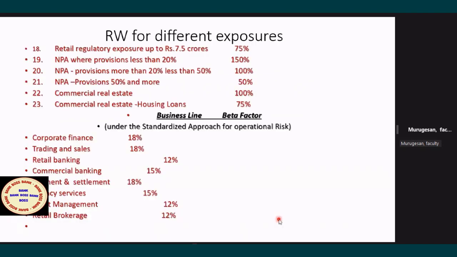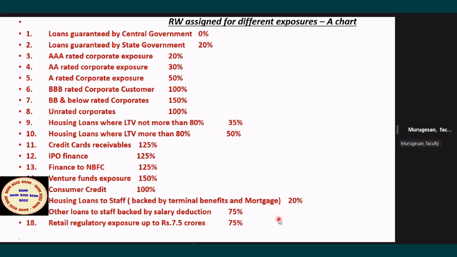Yes, this is the chart of risk weights. I think I have given 23 items. For example, loan guaranteed by central government, 0 risk weight. Loan guaranteed by state government, 20% risk. AAA rated exposure, 20%. AAA, you remember by heart, madam. AA rated, 30%. A rated, 50%. BBB rated, 100%. And BB and below rated, 150% risk weight, because they are very poorly rated.